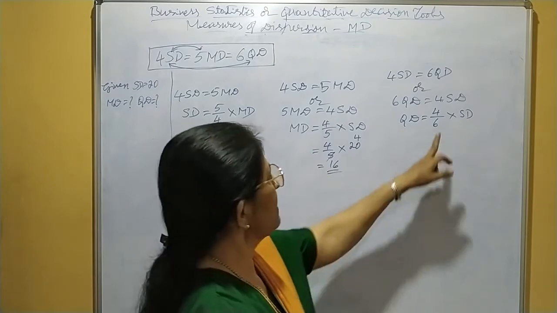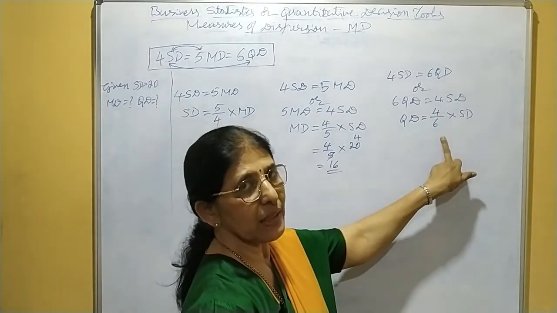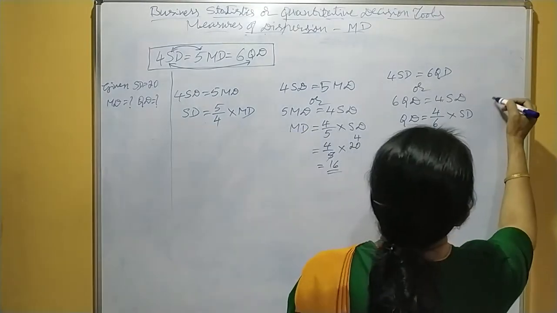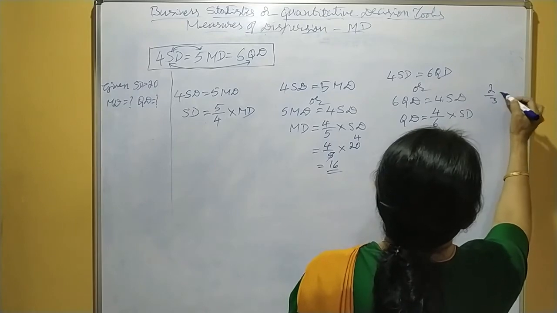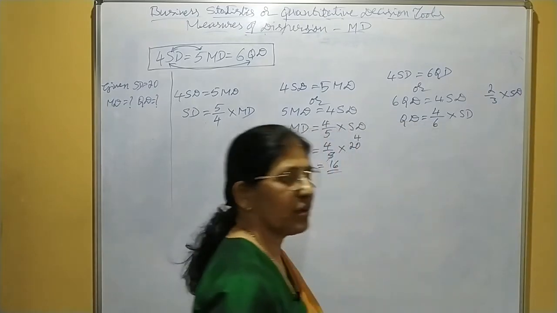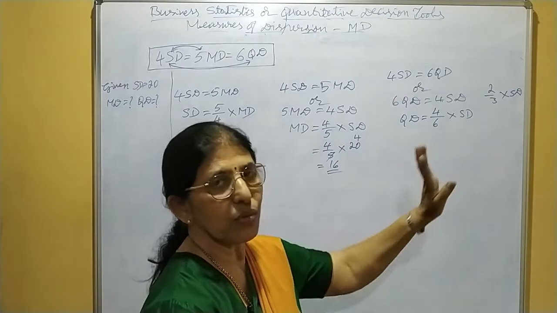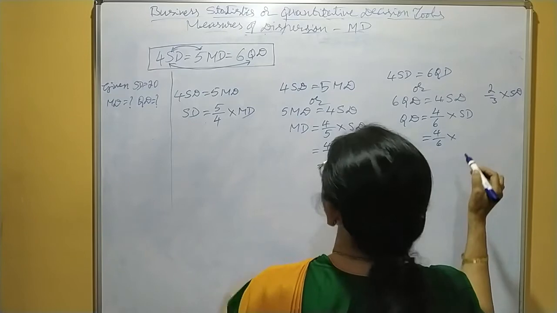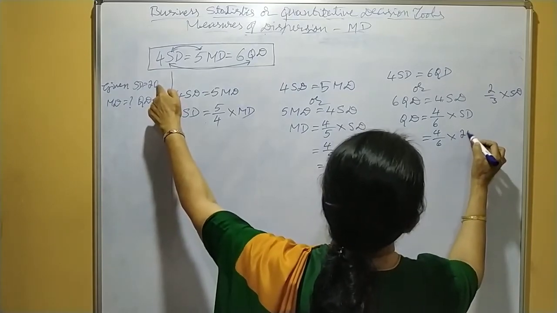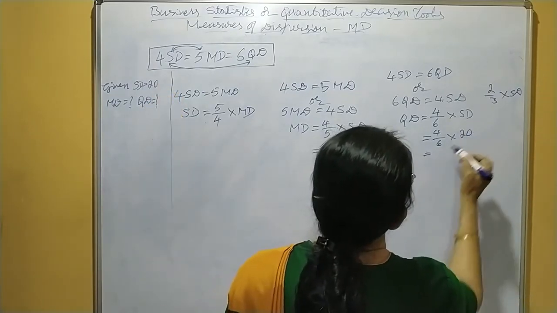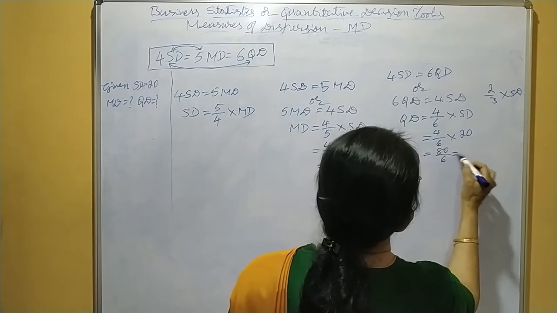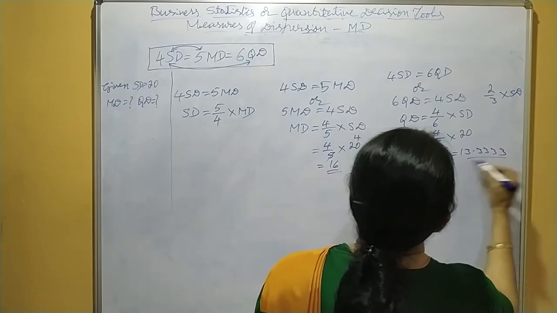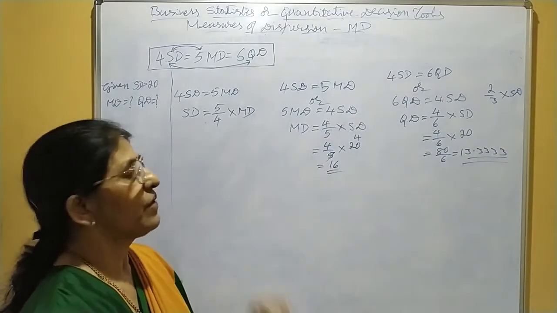Otherwise, here you can divide both by the common factor 2. 2 2s are 4 and 2 3s are 6. Even you may take 2/3 into sd. You can take this formula, or you can take it directly like this. Now 4/6 into given standard deviation is how much? 20. 4 into 20, 80 divided by 6. It is 13.33333. Like this you have to calculate.